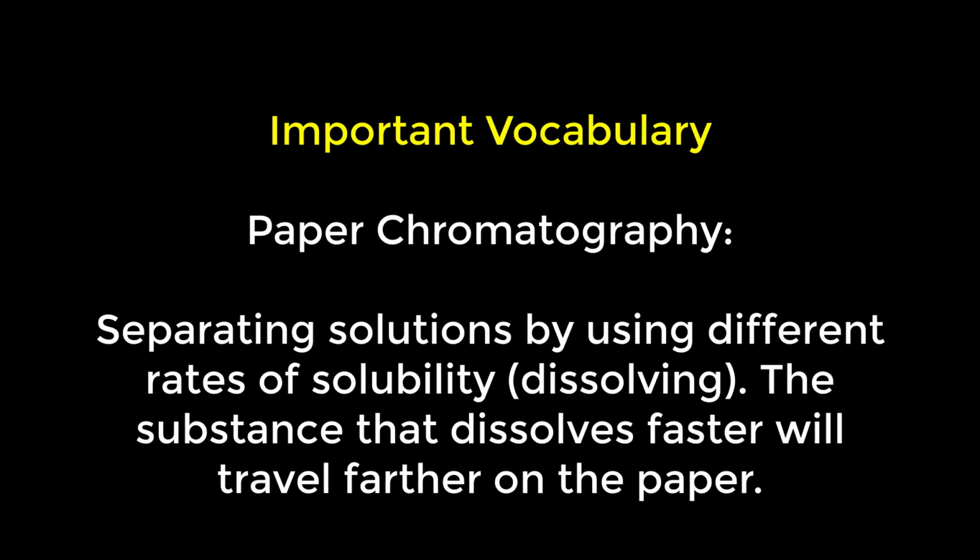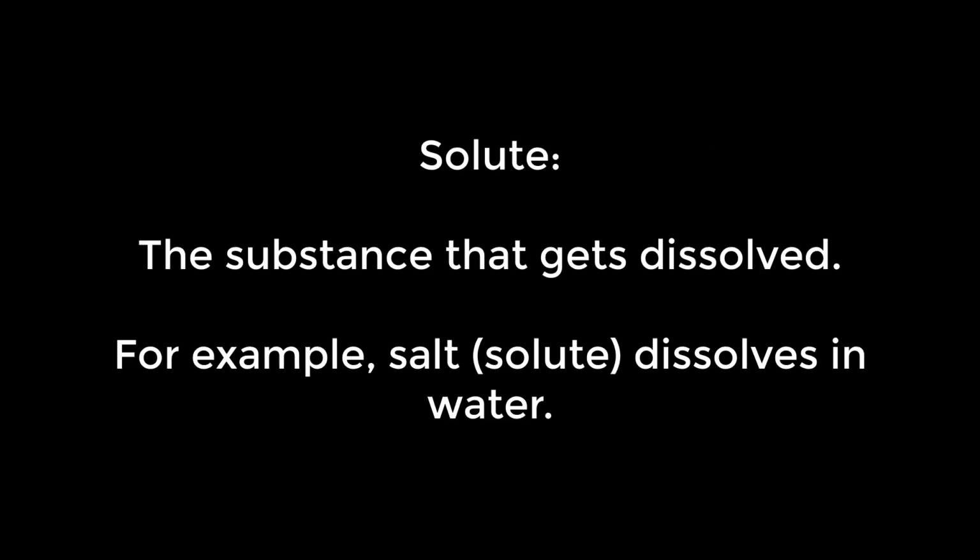Let's get started. Let's take a look at some important vocabulary for this activity. Paper chromatography is the separating of solutions by using the different rates of solubility. Solubility is the ability of one substance to dissolve in another substance. The solute is a substance that gets dissolved. For example, salt is a solute and that dissolves in water.